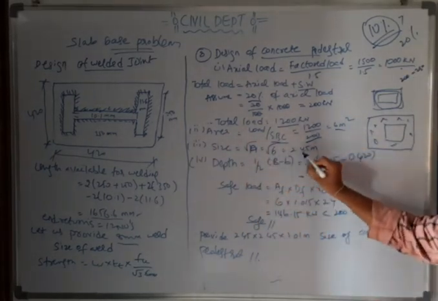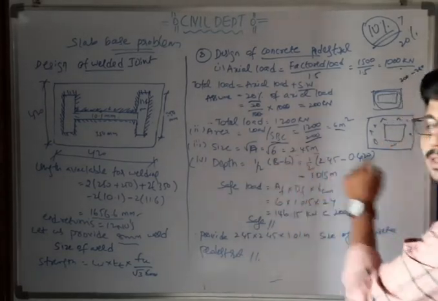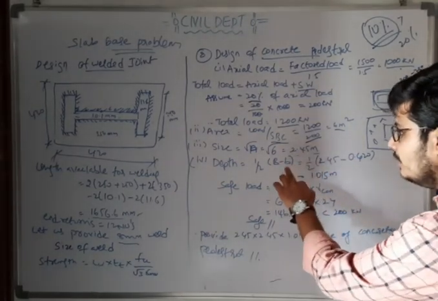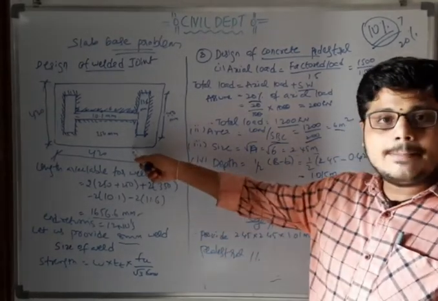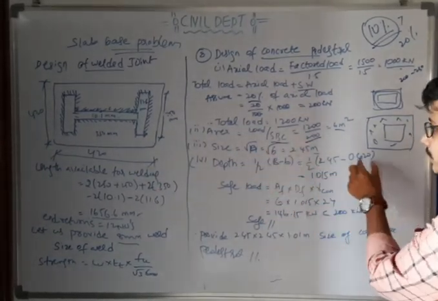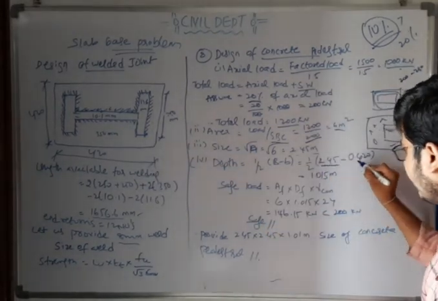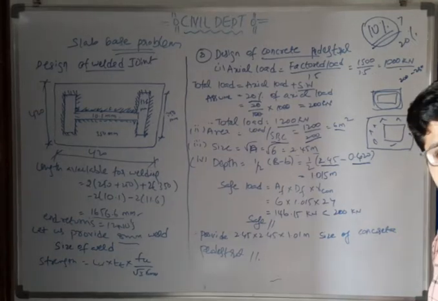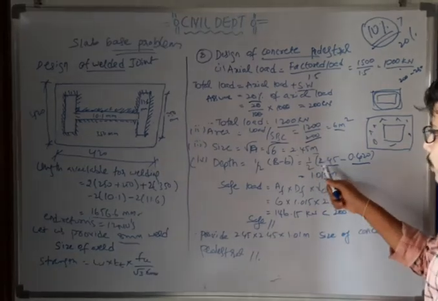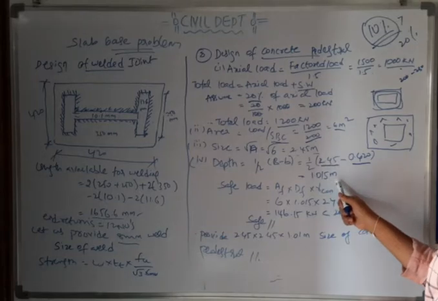Next, size. Same, root 6, 2.45 meters. Depth is half into capital B minus small b. Capital B is nothing but the concrete pedestal width, and small b is the slab base width. So capital B is 2.45 meters, and small b, the slab base, is 420 mm. Since we are writing 2.45 meters, we should write the slab base value also in meters, so I have written 0.420. So half into 2.45 minus 0.420 gives a value of 1.0 meters.